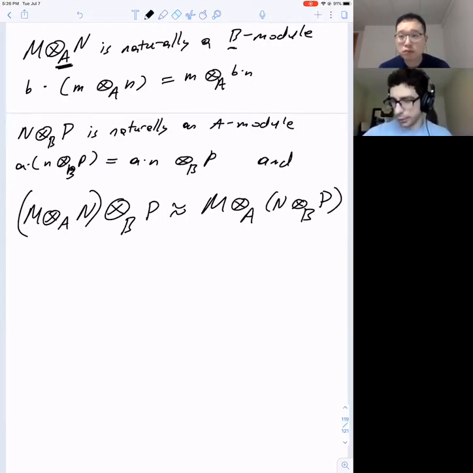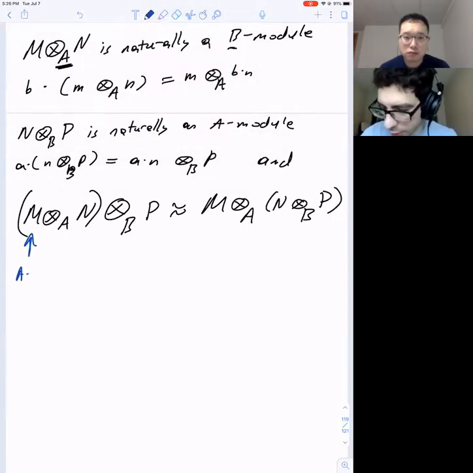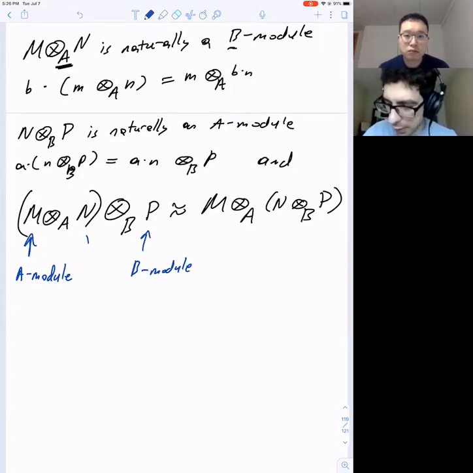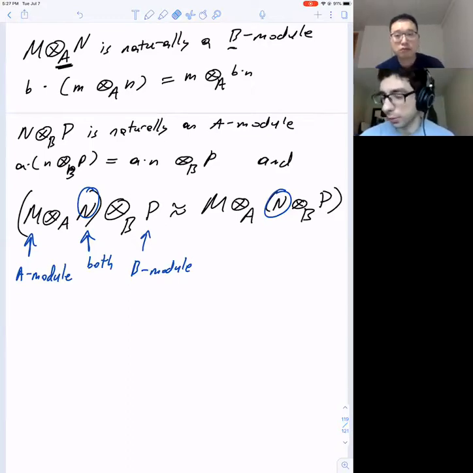So it's like this is an A module, this is a B module, and this is both, and this N seems to connect these two pieces together, the M and the P. So this looks very abstract and very confusing, but this theorem has helped me a lot in solving the questions for this textbook.